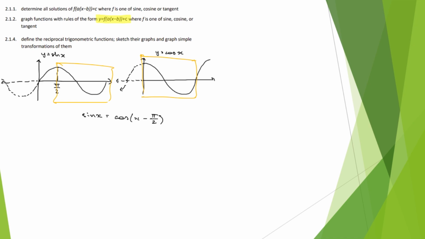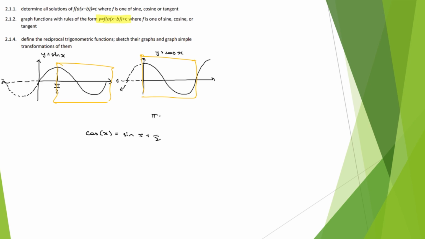Okay, alternatively, cos x is sine x shifted pi on 2 units to the left. So if I shifted this back, then I would get cos x. Okay, so that's the relationship between sine and cosine. They're essentially a phase shift of pi on 2 units away from each other. They're just out of sync.